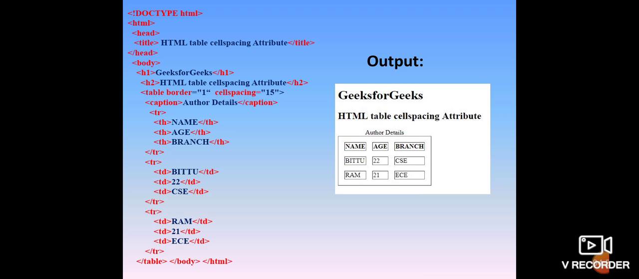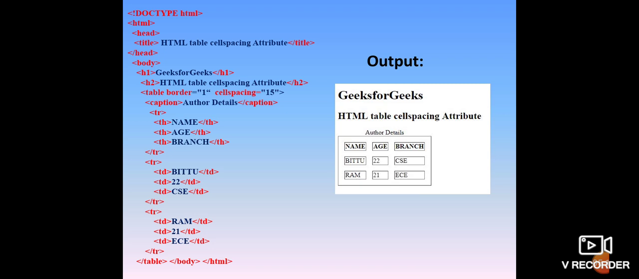Given 2 data rows: the first is Bit2, age is 22 and the branch is CSE. The second data is Ram, his age is 21 and the branch is ECE. Look how neatly there is space between cells, and when it is displayed, its appearance will be good. So how can I create such an output?